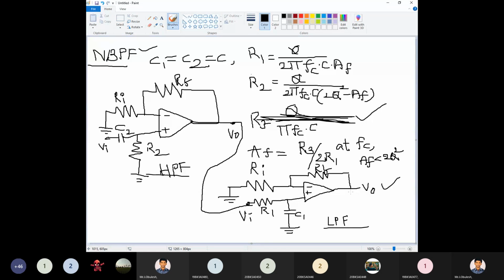So for wide band pass filter, Fh must be greater than Fl. Fh value must be greater than Fl value. Then the voltage gain, for example, for two sections is given by V0 by Vi is equal to... up to now clear?